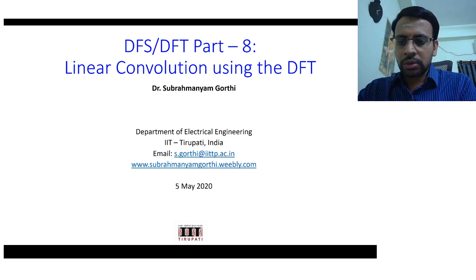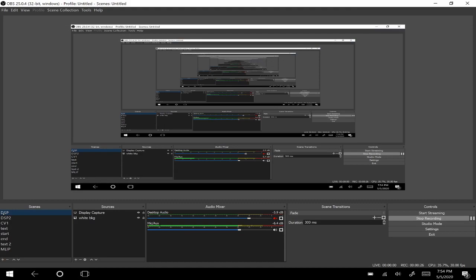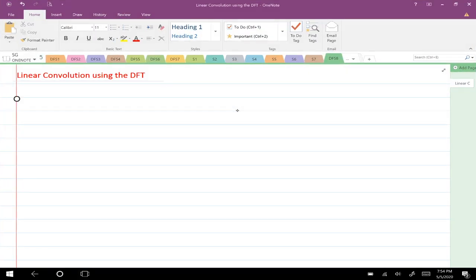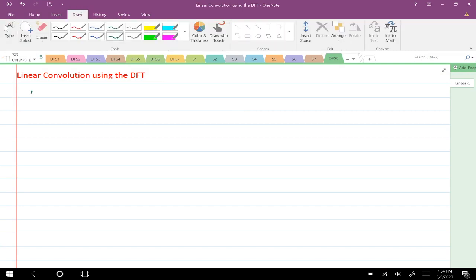Okay, I'll move on to the desktop sharing mode as well as the notebook. Let me first start with discussing what could be the motivation for doing a linear convolution using the DFT. Okay, let's start with that. Before that, let me write some basic things about the DTFT. Where do we get the linear convolution, and what about the DFT part?